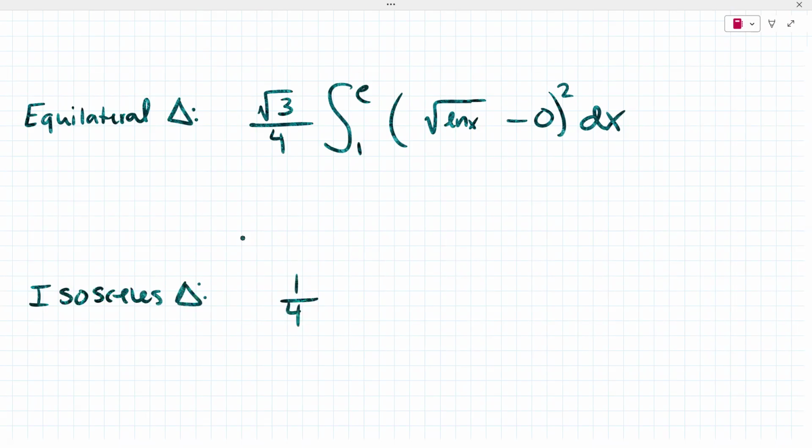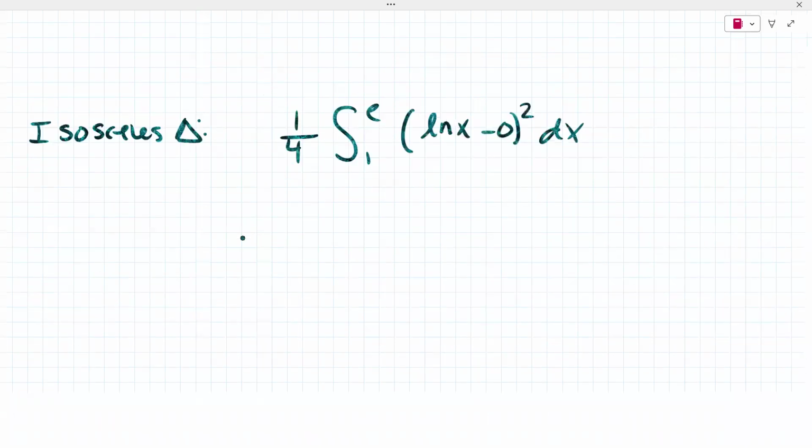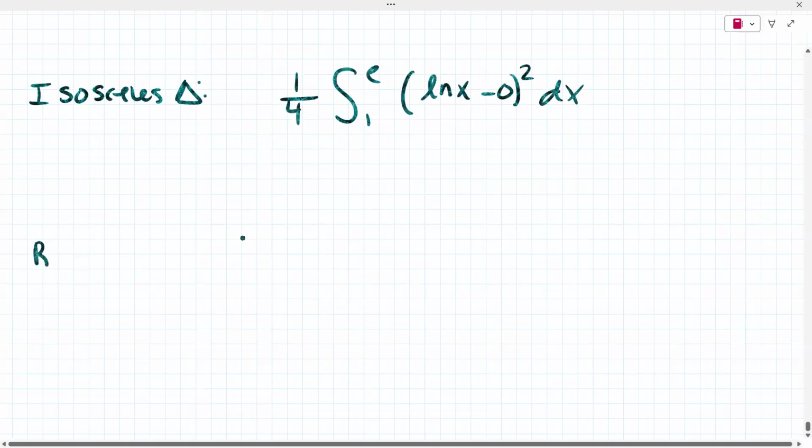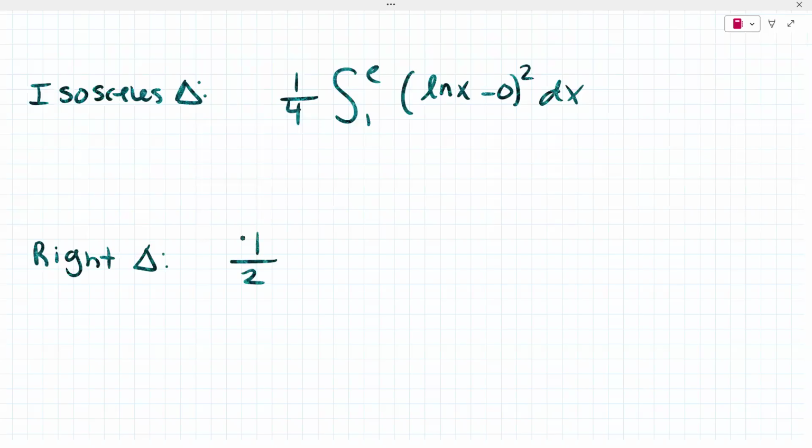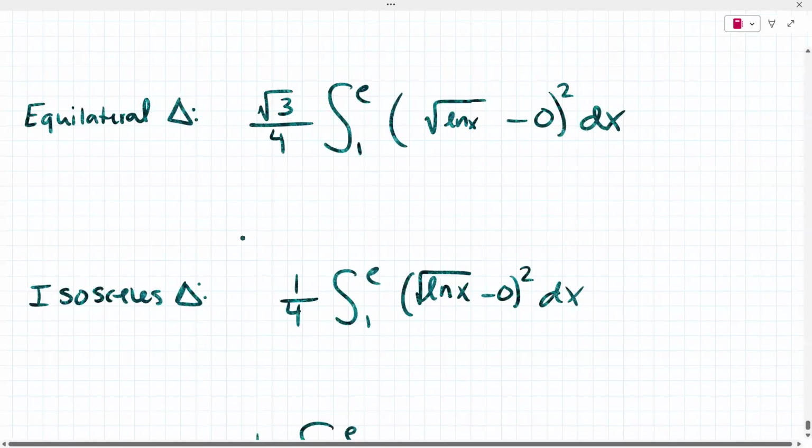Okay. What about an isosceles triangle? Which is 1/4 from the intervals 1 to e. And square root of ln x minus 0 is the same thing, so it's going to be (square root of ln of x minus 0) squared dx. And then what about the right triangle? It's going to be 1/2 from the integral from 1 to e of ln of x dx.